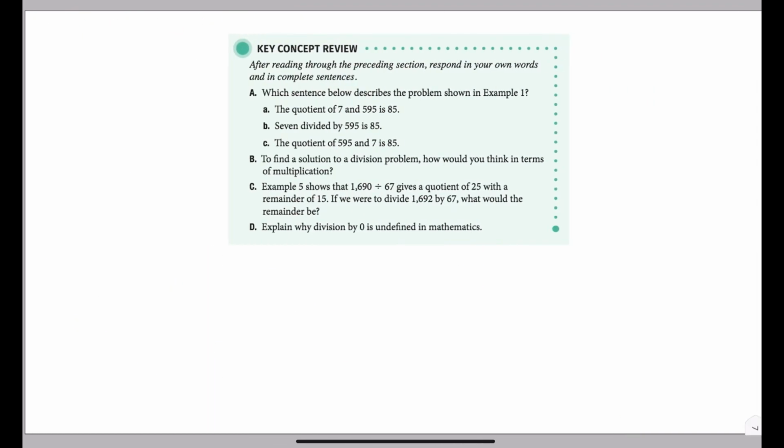Okay, let's go over these problems here. So go ahead and pause it and take a look at these yourself, and then we'll look at them together. Okay, so which sentence below describes the problem shown in example 1? So hopefully you remember example 1. Is it A, the quotient of 7 and 595 is 85? Is it B, 7 divided by 595 is 85? Or is it C, the quotient of 595 and 7 is 85?